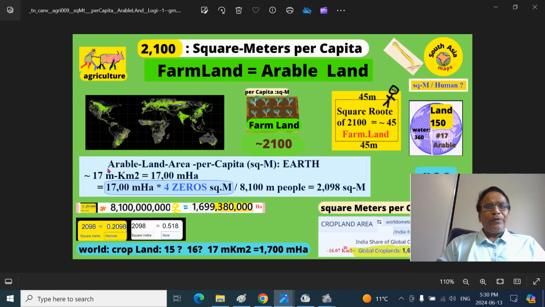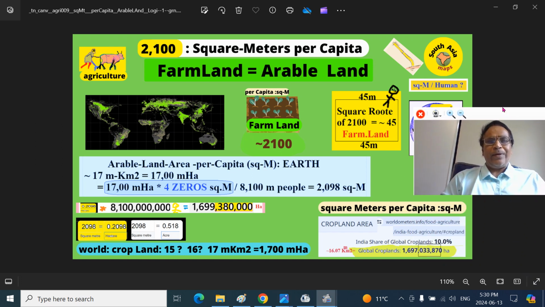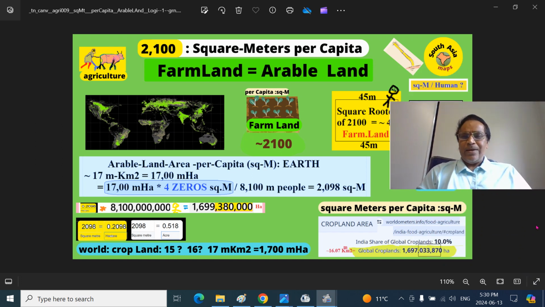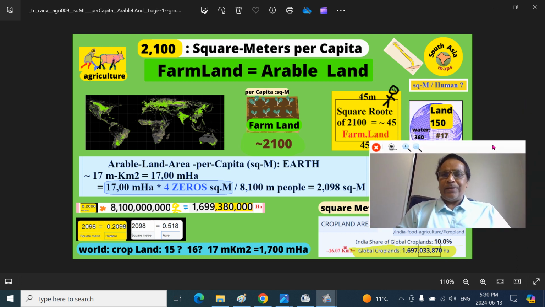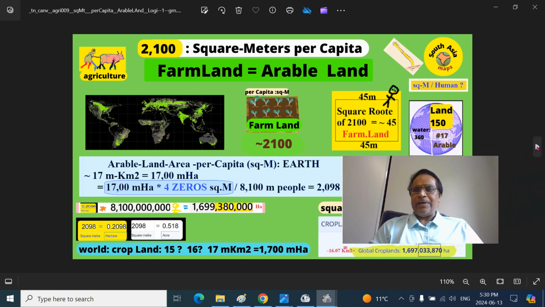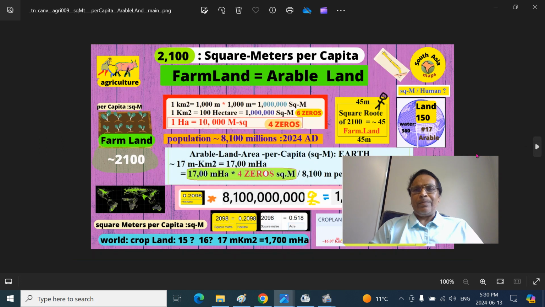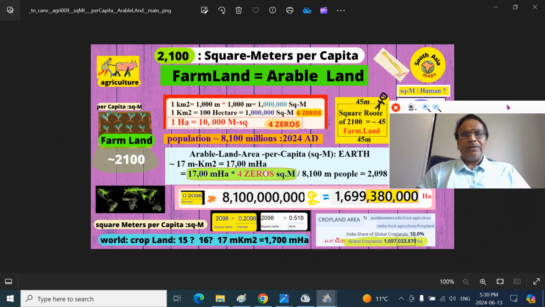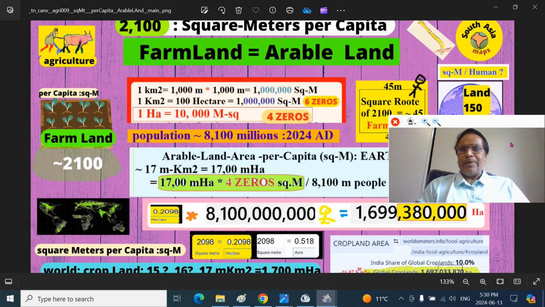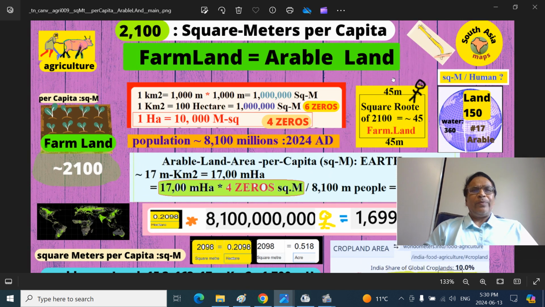So how do you get the arable land area per capita? It's very easy. And we'll go to the next presentation with the same thumbnail. You will get it there much more; I have explained it in a little more detail. Same as before with a little more information.